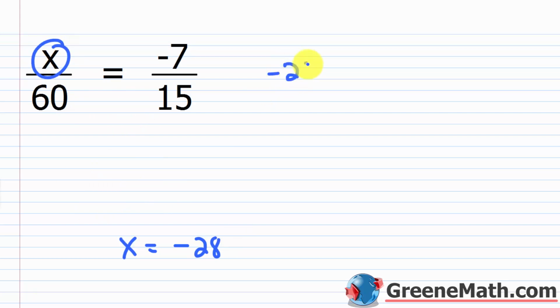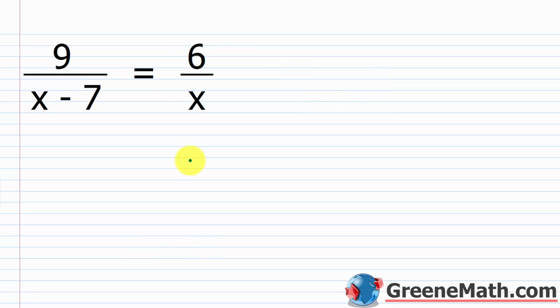So you would have negative 28 over 60 is equal to negative 7 over 15. Again, you can kind of eyeball this and see if I multiply negative 7 times 4, I get negative 28. If I multiply 15 by 4, I get 60. Okay? So we can see that that is correct, right? Negative 28 over 60 would reduce to negative 7 over 15. So those two are equal. All right, let's take a look at another one.